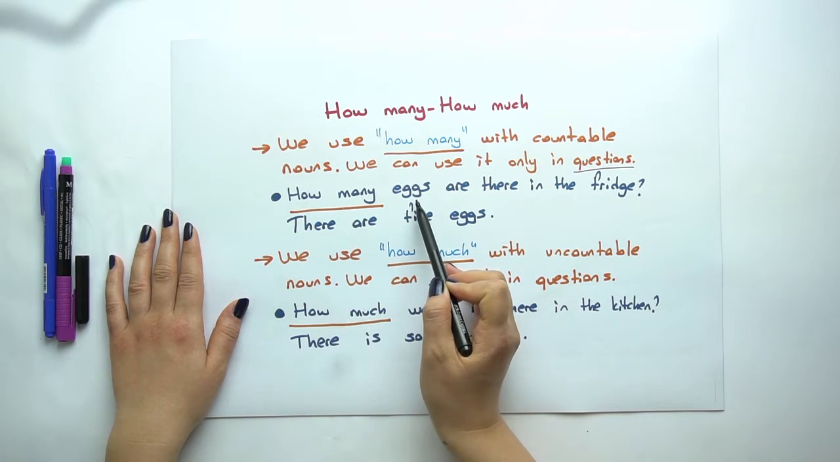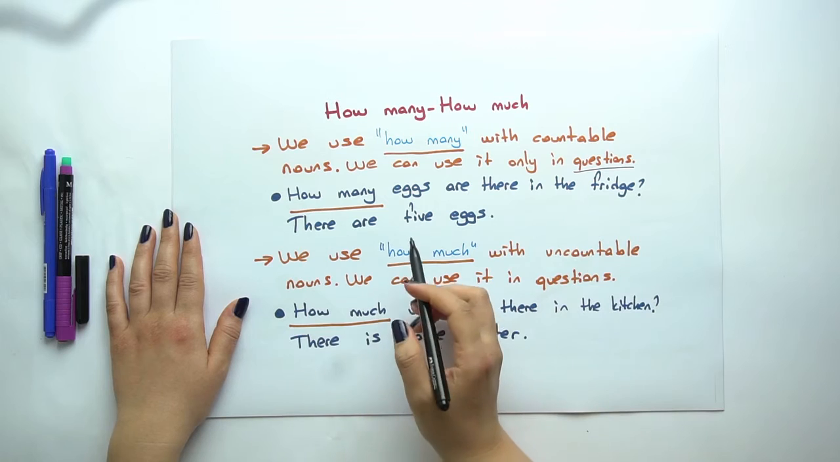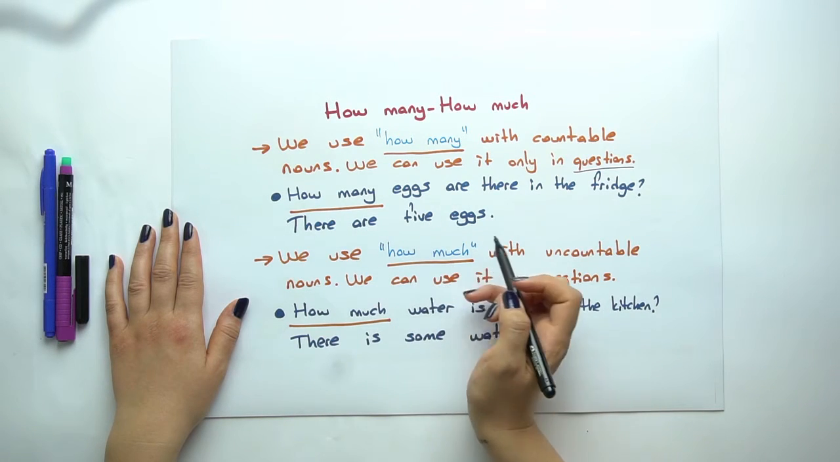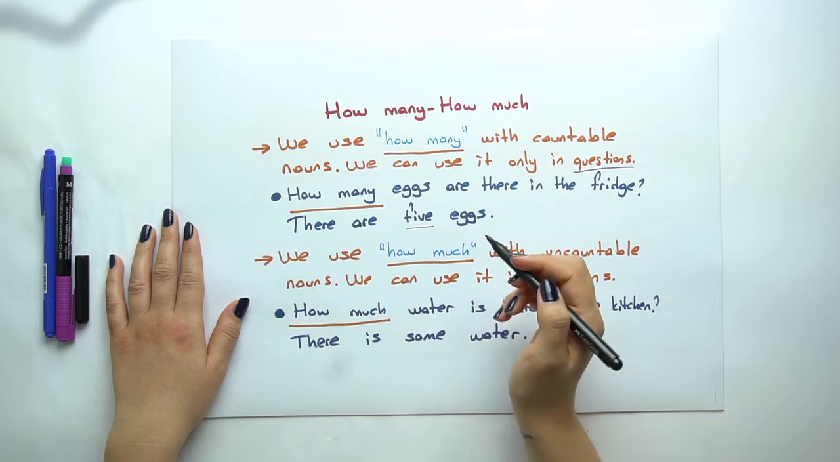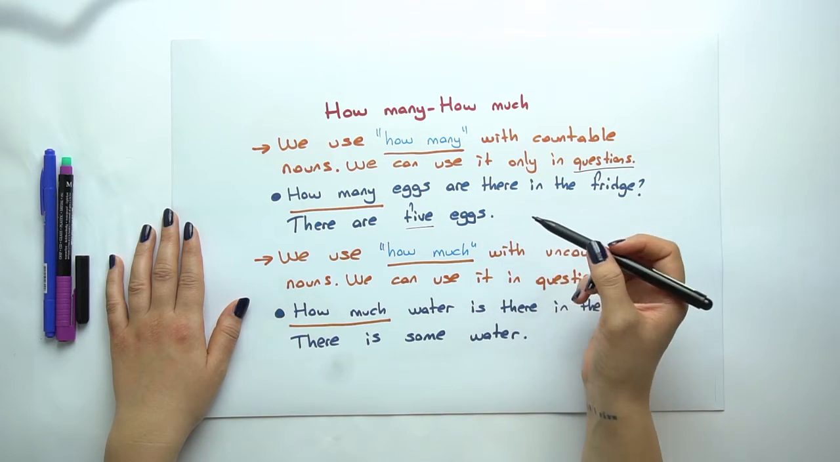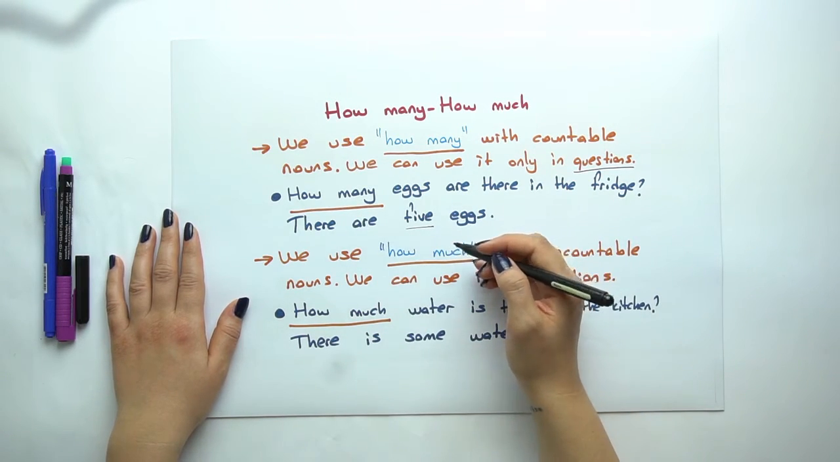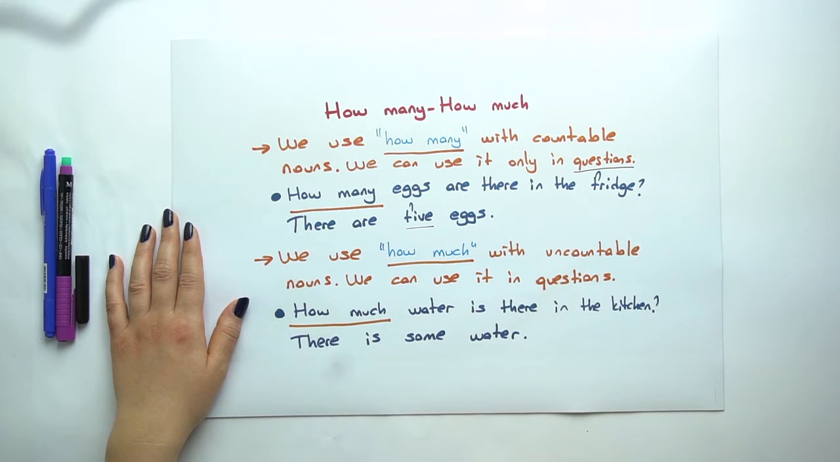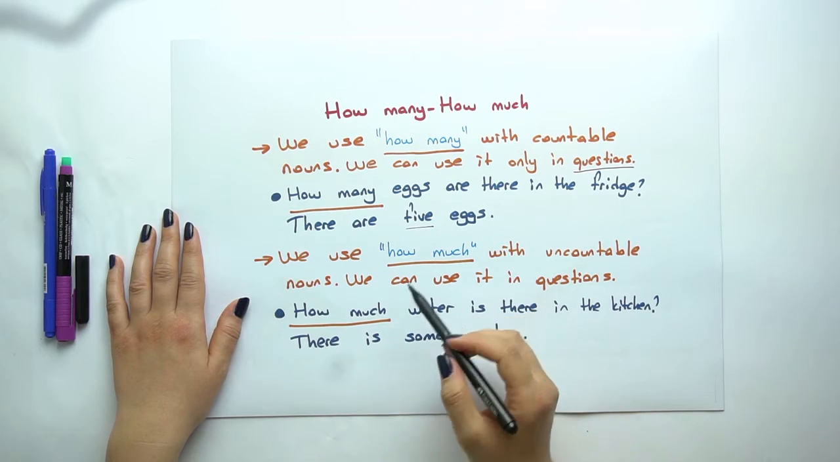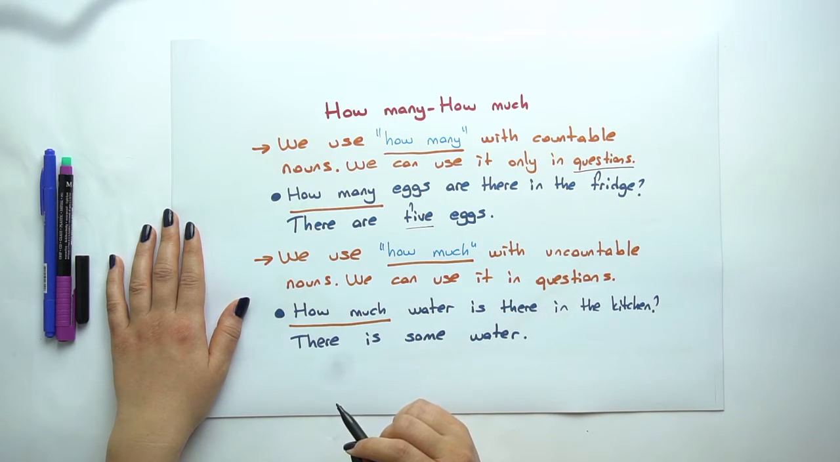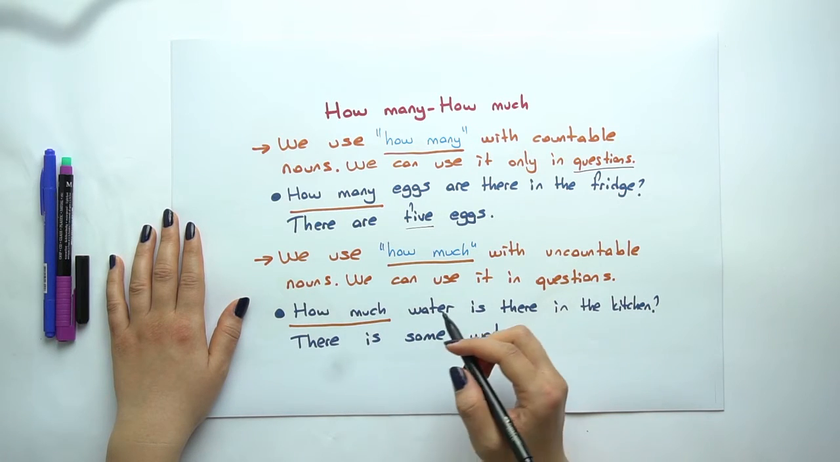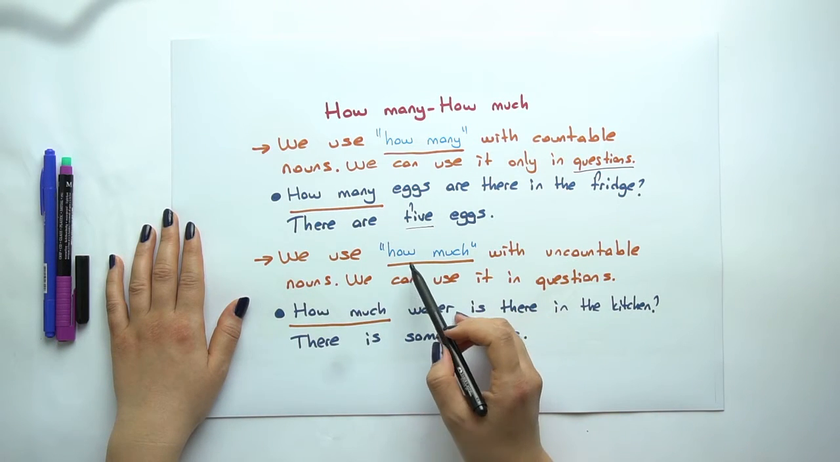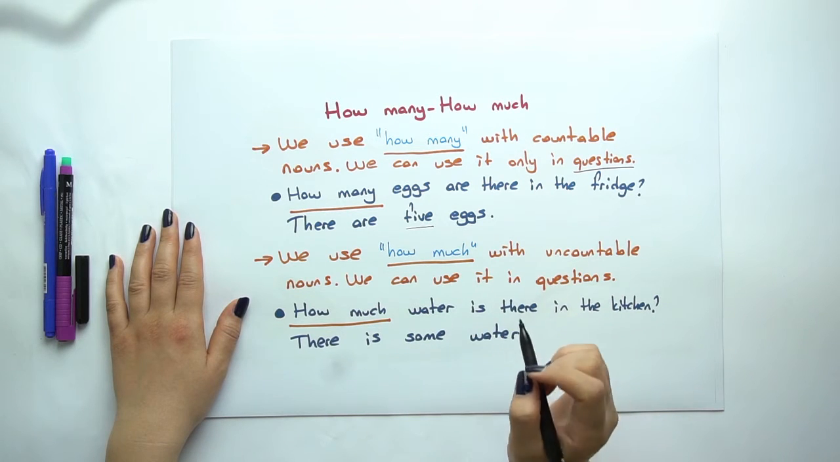How many eggs are there in the fridge? Now, this is my answer. There are 5 eggs. As you can see, when we ask a question with how many, we can give an answer with a number for this question, okay? And next one, how much. We use how much with uncountable nouns, and we can use it only in questions. Be careful, we can use how much only with uncountable nouns.